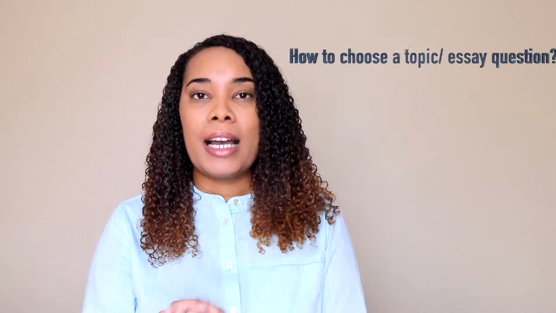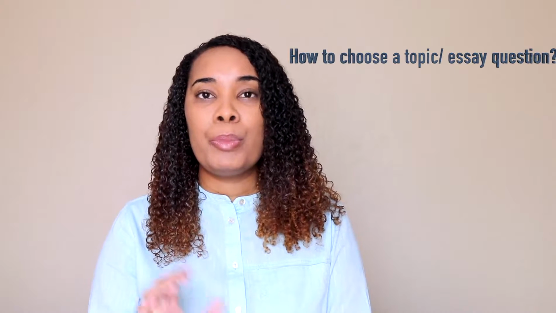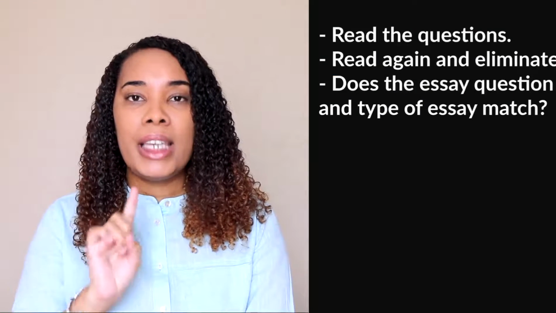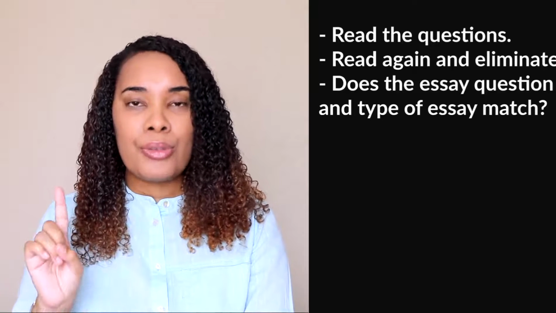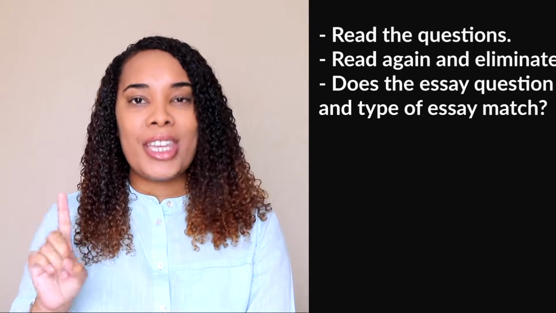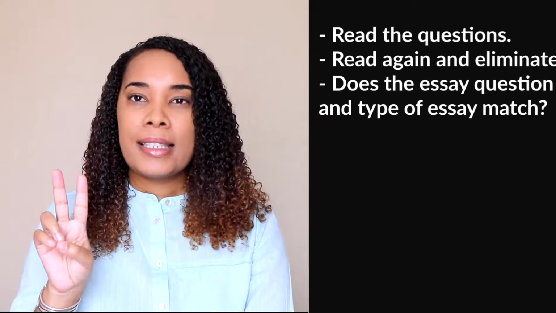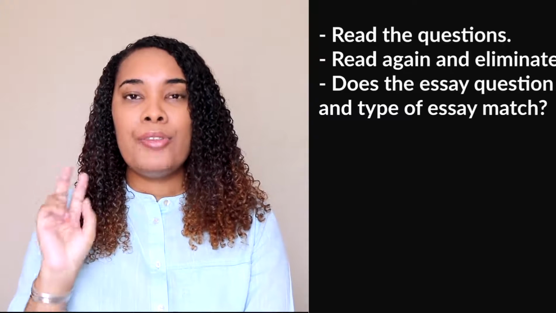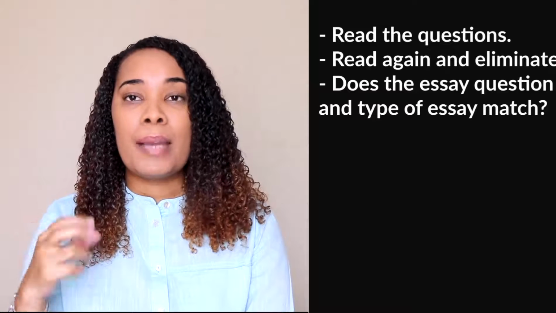Now I'm going to talk a little bit more in detail about how to choose a topic. I did mention a few points earlier, but now I'm going to explain to you how to choose an essay. Your essay is about a topic, and you are going to be given a few options. So what is the first thing that you need to do when you are choosing an essay? You need to read all the essay options. If there's 2, read both of them. If there's 3, read all 3. The second step is to read them again. If you need to read it 2, 3, or 4 times, do that.